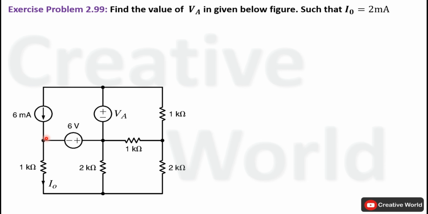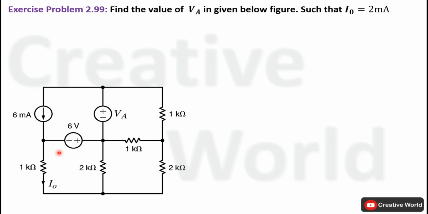First of all, if we observe this node, one current is entering, that is 6 milliampere, and one current is leaving, that is 2 milliampere. So in order to satisfy Kirchhoff's current law, the remaining 4 milliampere current should also leave from this node. That remaining current will leave from this branch in this direction, left to right.